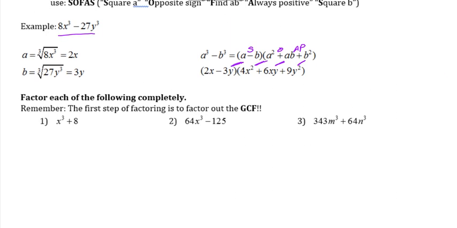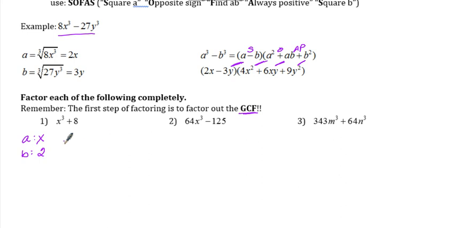Let's do some work on our own here. So let's see. The first example. We check for a GCF always. Is there one here? No, there's not. We have a sum of cubes, something perfectly cubed plus something perfectly cubed. Let's think about what originally got cubed to make this. X was originally cubed to make that. 2 was originally cubed to make the 8.